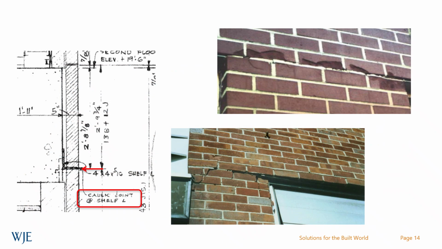Here's an example of lack of vertical expansion accommodations where a shelf angle is installed into a joint without a soft joint below. As the brick expands and corrosion accumulates and exacerbates the situation, the brick can begin to spall and displace from the building.